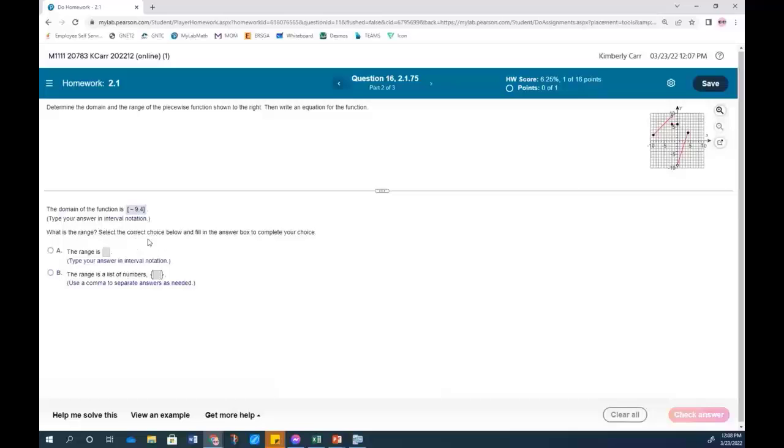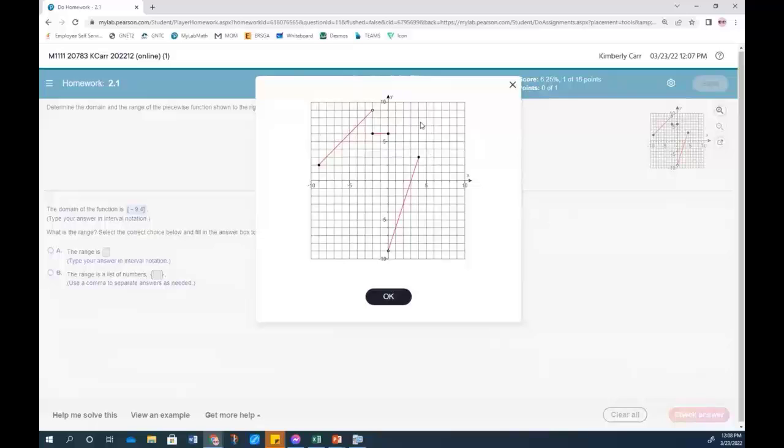Now what is the range? The range has to do with y values. So if we look at this again, it's like if you squished all of this to the y-axis, what would it cover? And I want to go from least to greatest. So it's open at -10. I'm going to pay attention to that now. Open at -10.